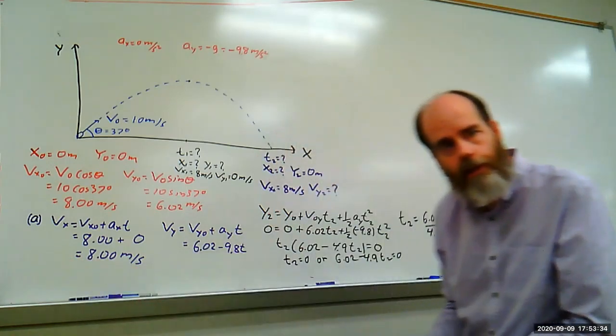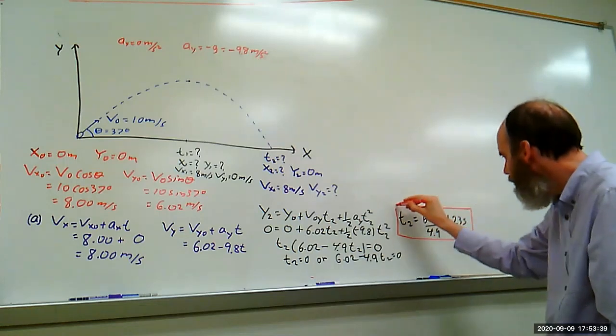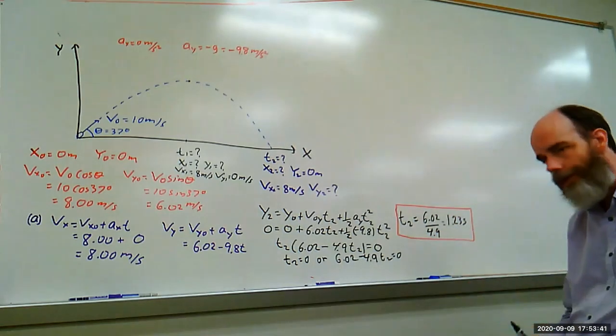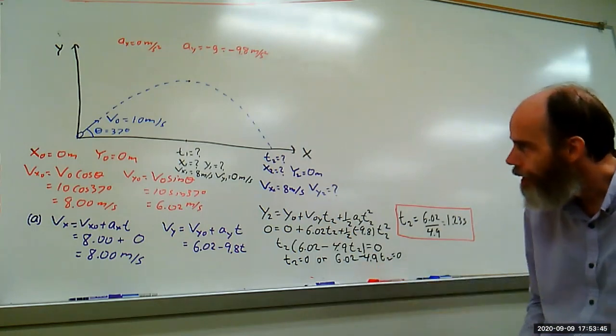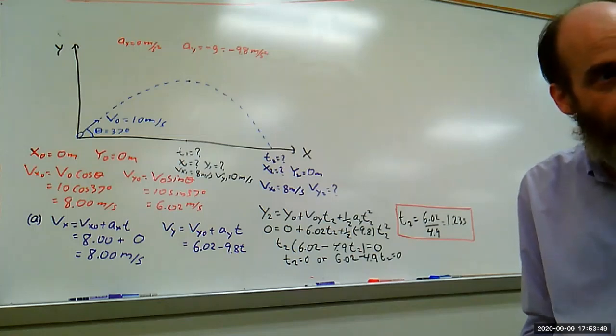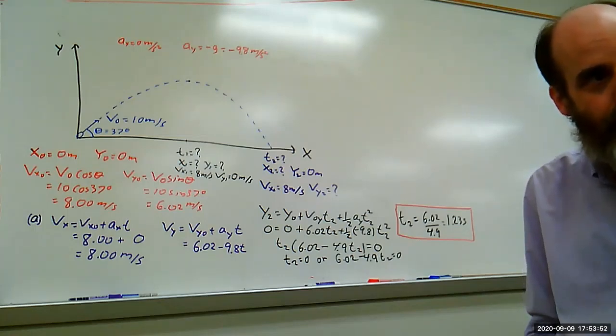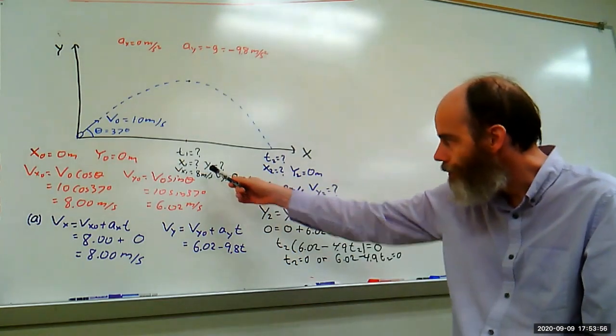So that is the answer to part A. T2 is 1.23 seconds. The total time in the air is 1.23 seconds. Now, next question is, what was the football's maximum height above the ground? So the maximum height is y1.